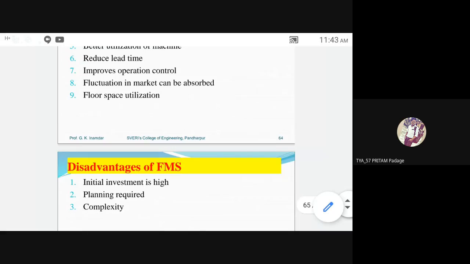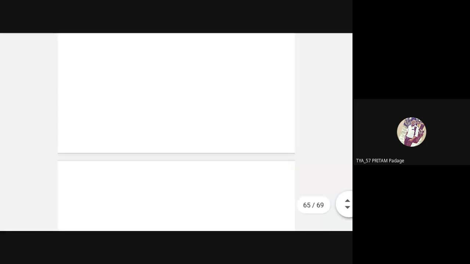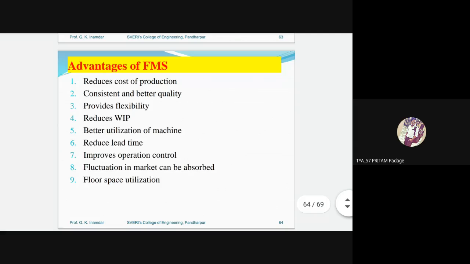The advantages of FMS. Okay, this chapter is, I think, finished. After elements, today we have to finish this chapter. So, advantages of FMS: reduces cost of production, consistent and better quality.